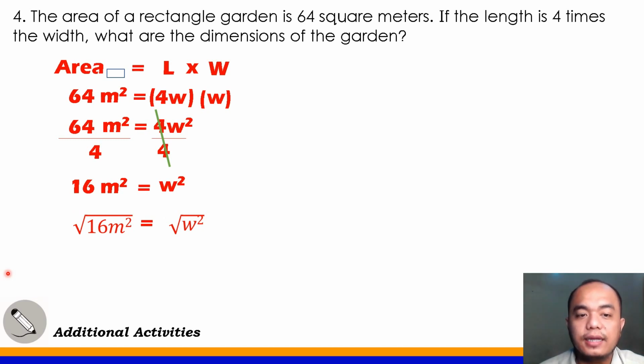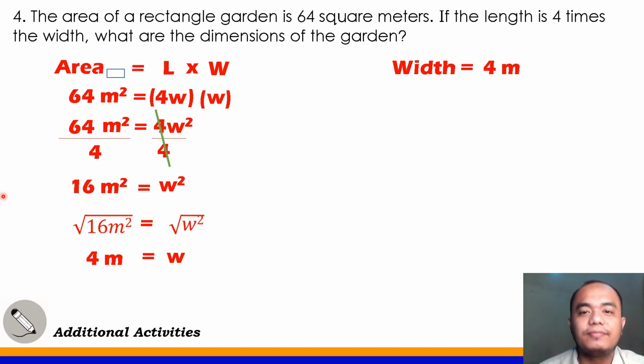Okay, so if that's the case, so square root of 16 will be 4, right? And the square root of m squared is m. And the square root of w squared here is w na lang. Okay? So again, square root of 16m squared will become 4m. Okay? And then, the square root of w squared will become w. So our final answer here is 4 meters. Okay? The width here is 4 meters.